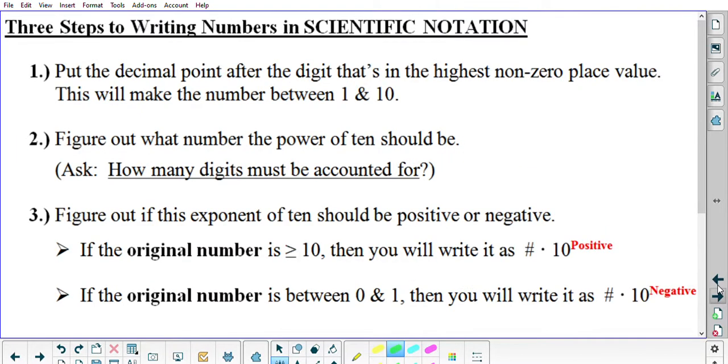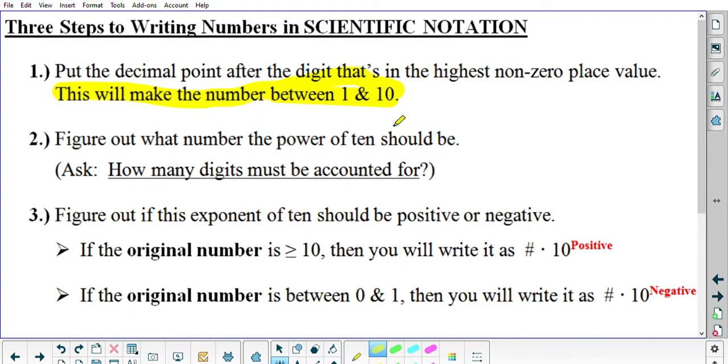All right, what we're going to be doing is looking at how we can write numbers in scientific notation. There are 3 steps I'm going to present to you here. Let's take a look at each of these. The first step is to put the decimal point, replacing it, after the digit that's in the highest non-zero place value. This will make the number between 1 and 10, which is our goal for the first part of scientific notation.